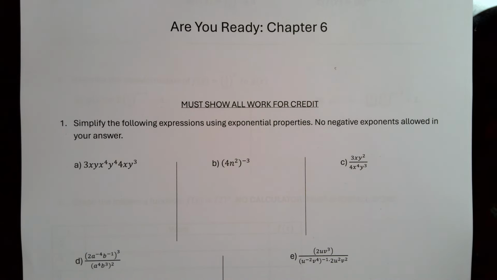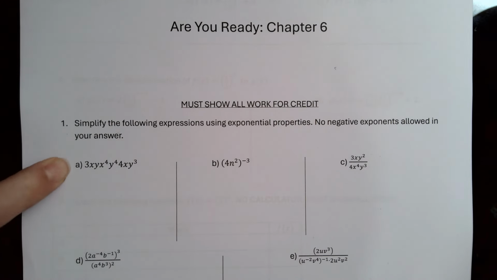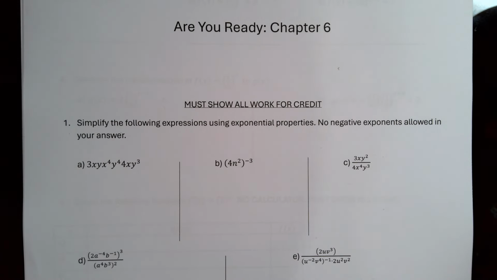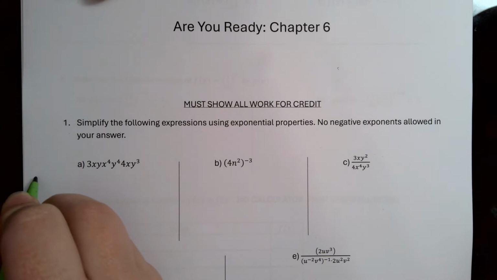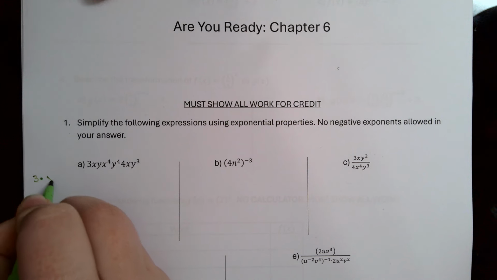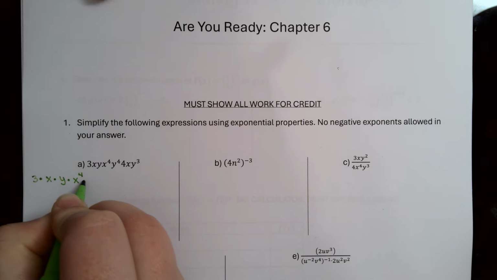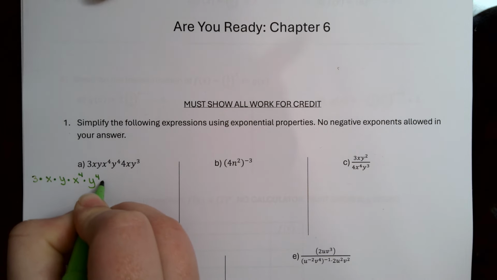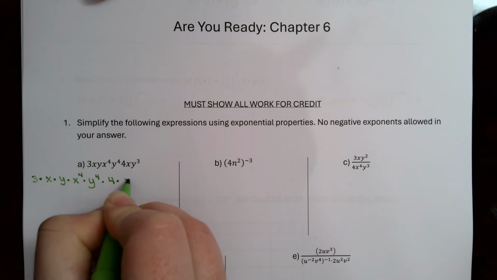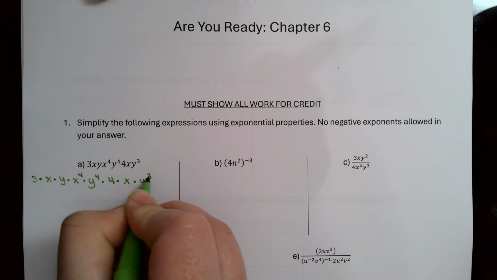Let's start with question number 1, which is our exponential properties. Remember, you have to have those memorized and basically know what to do with them. Let's start with A. So step number 1, you're going to be splitting everything up with a multiplication dot between all of your factors. So you're going to write 3 times x times y times x to the fourth times y to the fourth times 4 times x times y cubed.